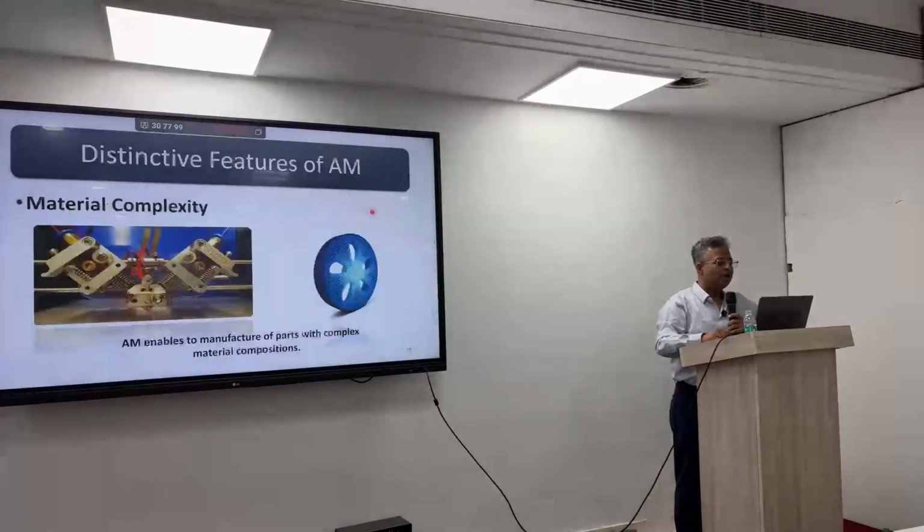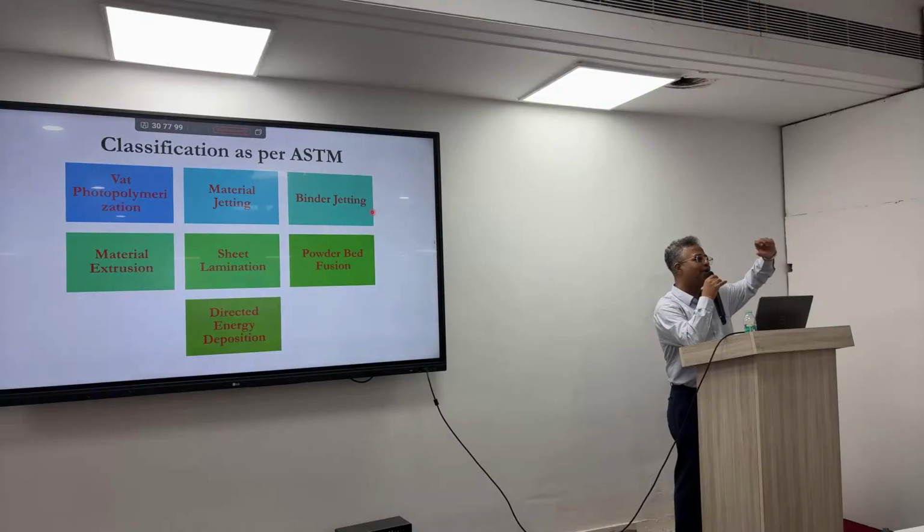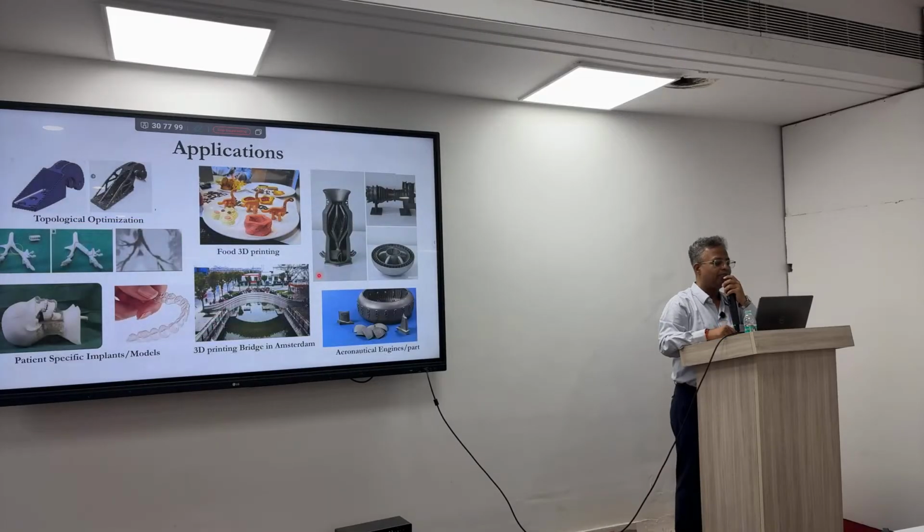So, today if you see, now in classification, we have shown so many things, correct? In the modern classification of additive manufacturing, we have 7 categories in which the processes are: vat photopolymerization, SLA, and so on. Material jetting, binder jetting, material extrusion like FDM, sheet lamination, powder bed fusion, SLS process, and directed energy deposition. These are all typical modern classification of additive manufacturing processes. This all I have already told you.